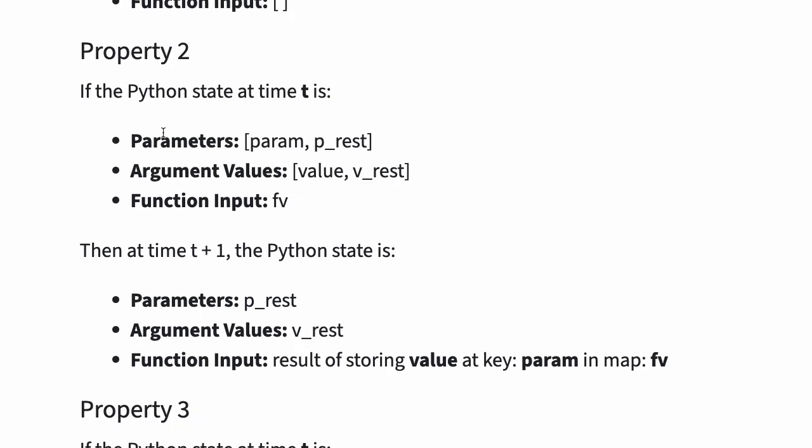And if the Python state at time t is as follows, where parameters contains a param and the argument values contains a value, and the function input map is fv, then at time t plus 1, the parameter stack and the argument value stack are popped, and the function input is the result of storing value at key param in map fv.